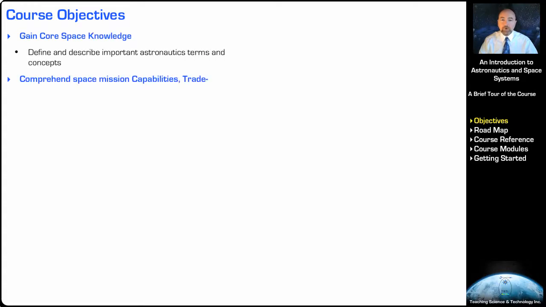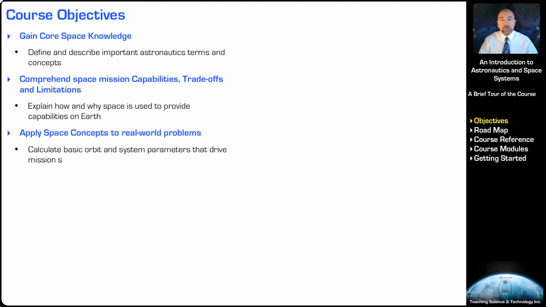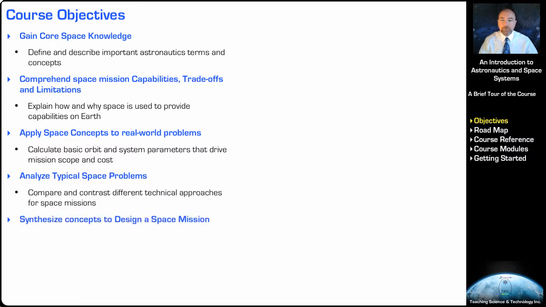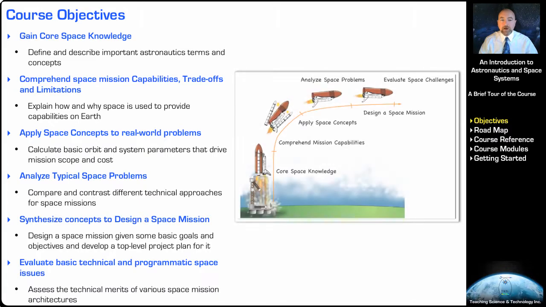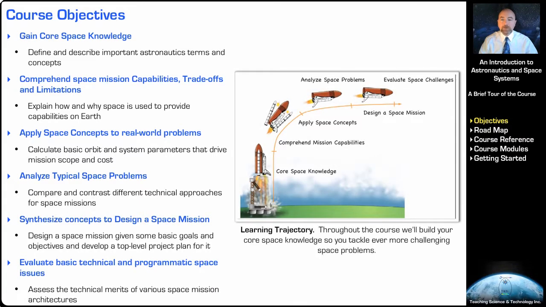The goal for a launch vehicle is to get into orbit, but first it needs to get off the launch pad and climb out of Earth's gravity well on a well-defined trajectory. This course is designed to help you climb a similar learning trajectory to help you reach your own space education goals. To that end, our first objective in the course is to build up your core space knowledge so that you can readily define and describe important terms and concepts commonly used in astronautics.